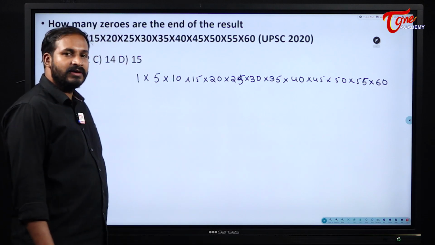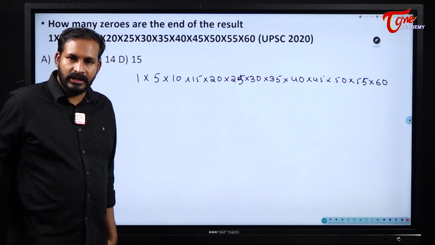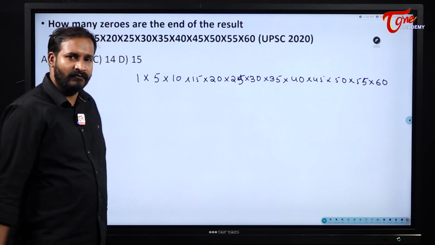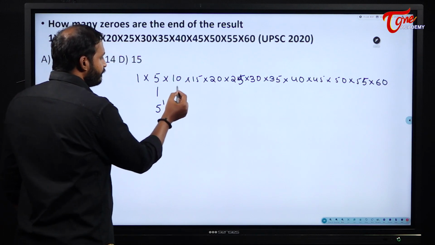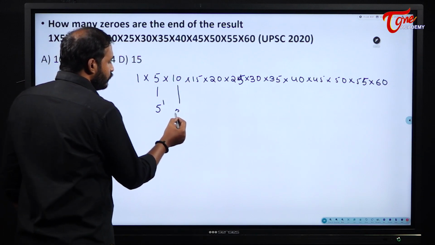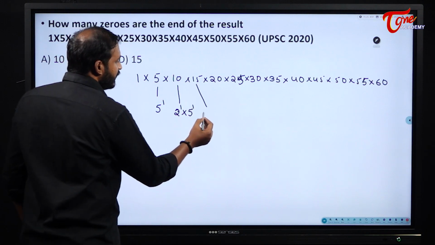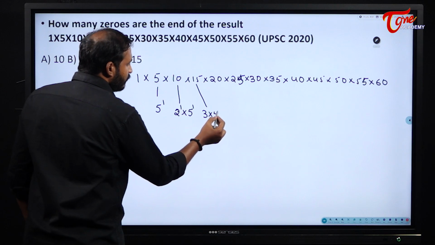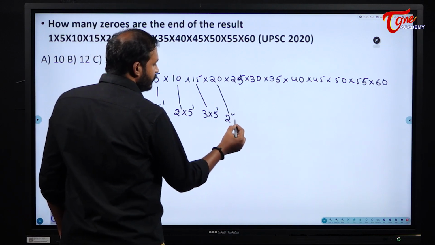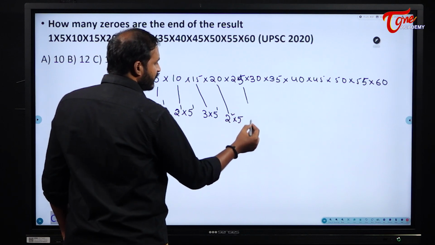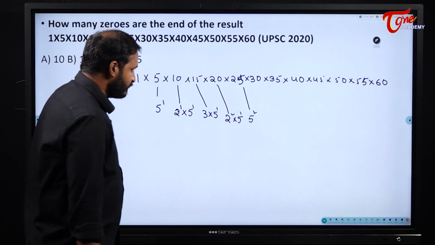Now see here, wherever we have 5s and 2s, we concentrate on those numbers only. We will not bother about the remaining numbers. Anyway, in all the numbers we will have 5s. See here, I can write this as 5 to the power of 1. 10 I can write it as 2 to the power of 1 into 5 to the power of 1. Next 15 I can write it as 3 into 5 to the power of 1. 20 I can write this as 2 square into 5. I am doing the prime factorization, students, that's it, 5 to the power of 1. And 25 I can write it as 5 square.